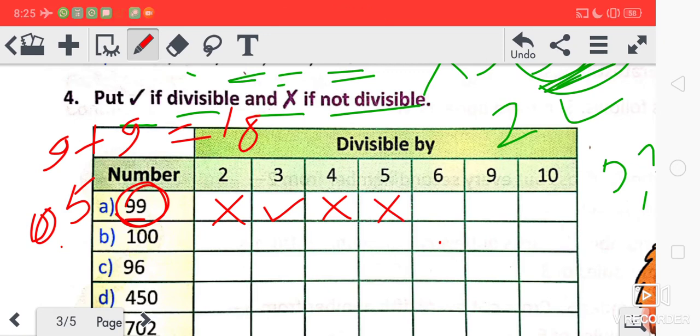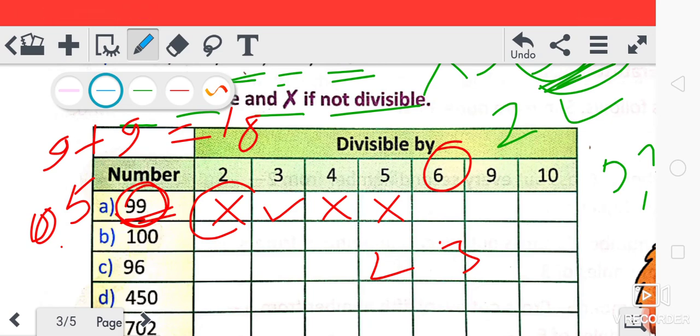What about 6? Is 99 divisible by 6? We have to see whether it is divisible by both 2 and 3 or not. So from here you can see that 99 is divisible by 3 but not divisible by 2. For 6, what is the rule? It should be divisible by 2 and also by 3, but you can see 99 is not divisible by 2. So it will not be divisible by 6 either.